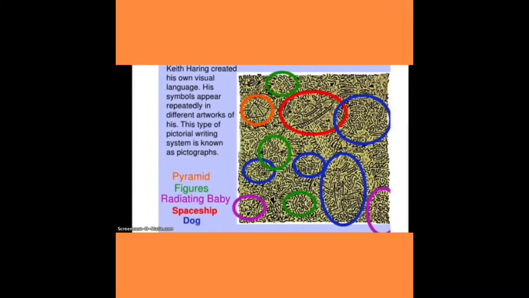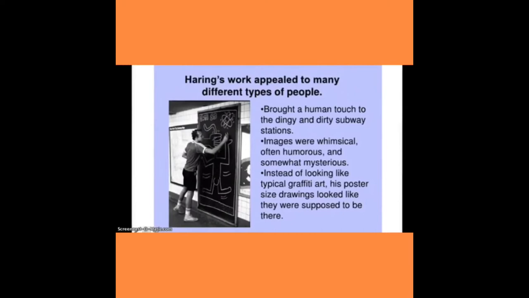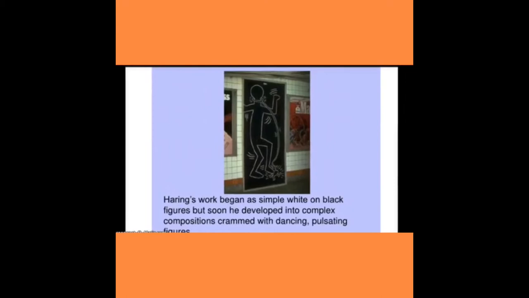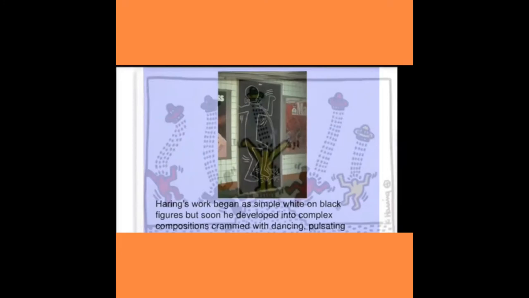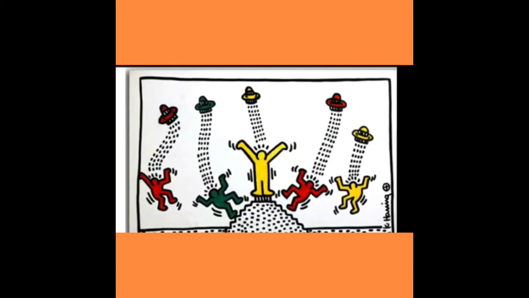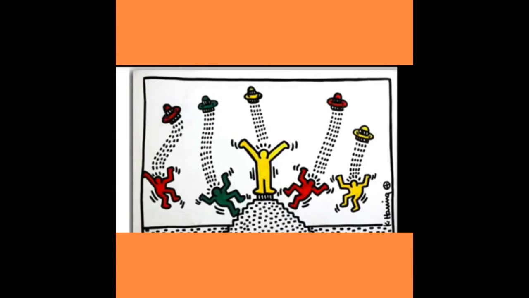He brought a human touch to the subway stations, making it a little bit funnier. So his work started with these simple figures in white on black, but soon he developed some more complex compositions with many pulsating figures dancing. He started to create in other places besides the subway, and then he started using colors in his work and also to paint them on canvas.